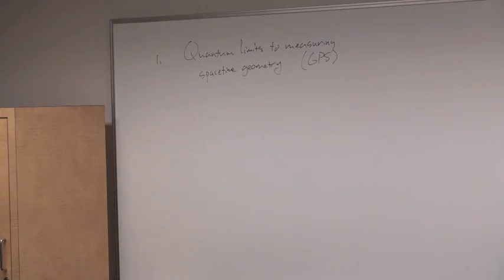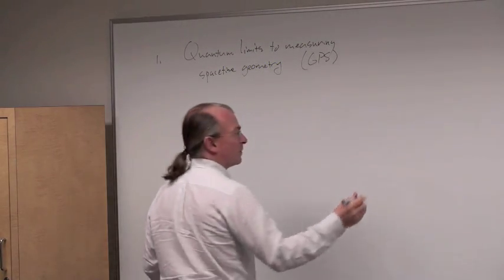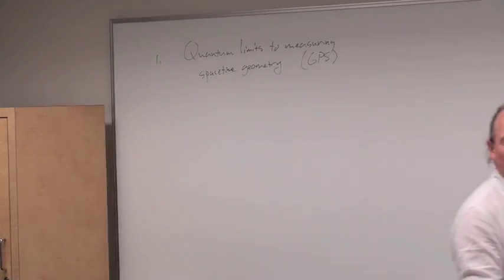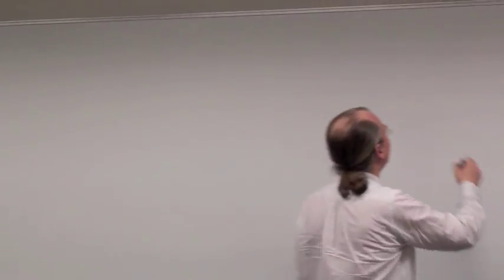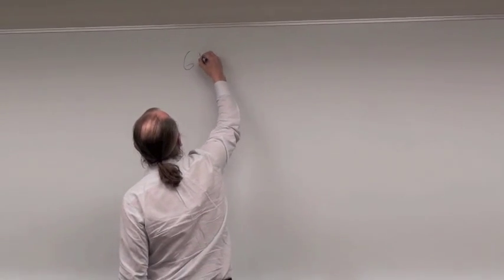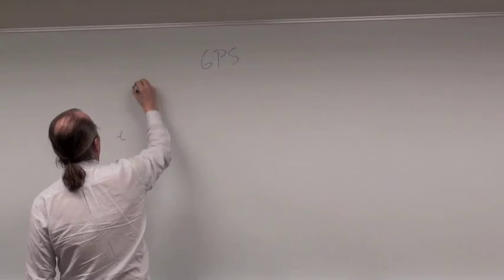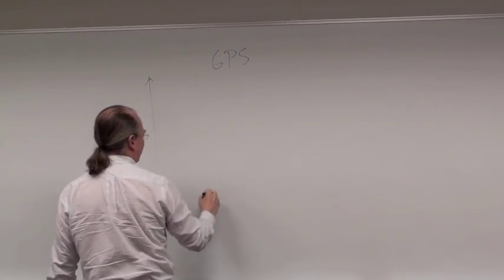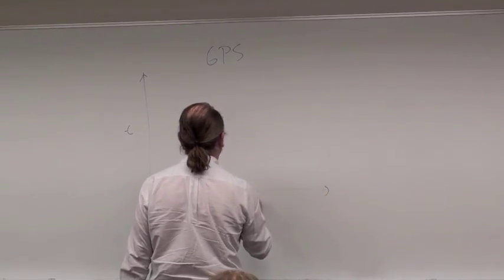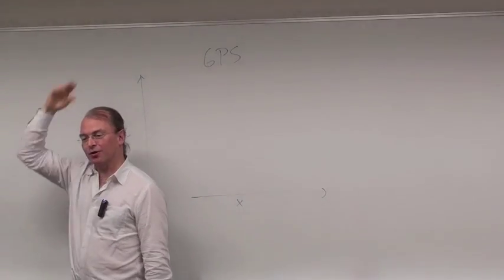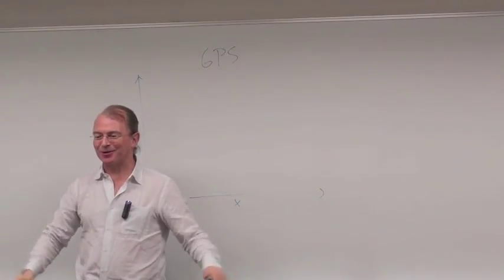So let's look at, we'll start with the global positioning system. This is going to be actually kind of central, so I'll make it central. So how does GPS work? Okay, so in this picture of GPS, and in anything that has to do with general relativity, time goes up and space goes sideways, right?